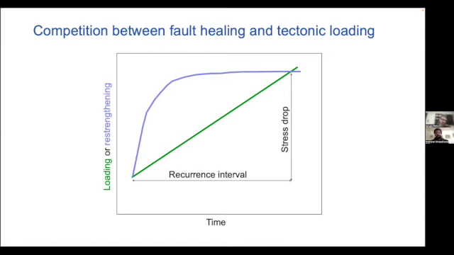And so when the fault is loaded more than it can heal, we experience an earthquake. This framework gives us some sense for the recurrence interval in time and an upper bound on the stress drop that we can probably observe during an earthquake. So I'm going to take this framework and apply it to shallow slow slip events in New Zealand.